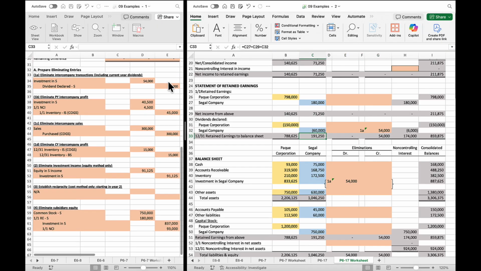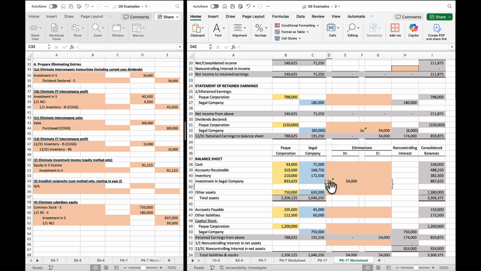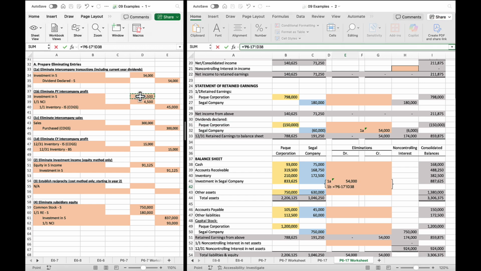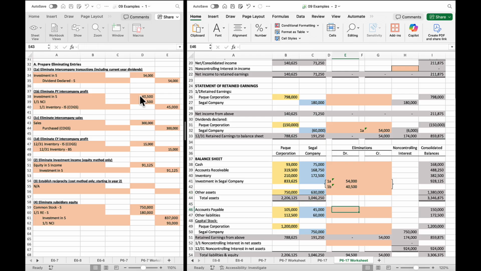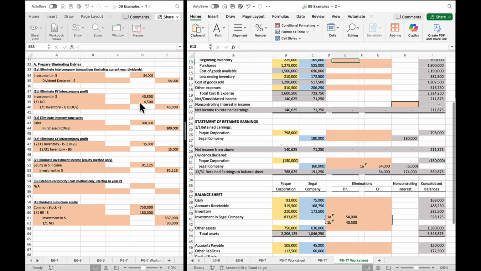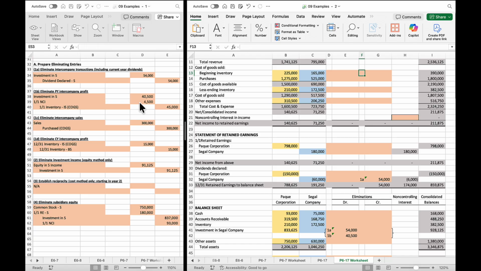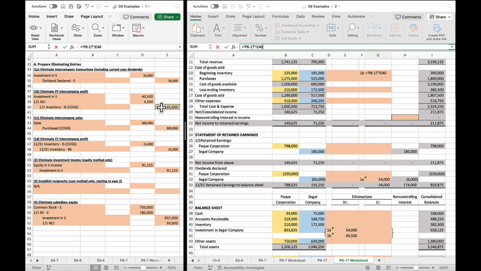Then dividends declared by our subsidiary is up on line 32, and we are going to credit for $54,000. Then for our next entry, we're going to go back to investment in S. We already debited it once on line 41, so we're going to move to line 42, and we're going to debit for $40,500. And then we're going to head down to non-controlling interest on line 52, and we are going to debit for 4,500. Then our credit is going to be up on the income statement. So we're going to head back up to 1-1 or beginning balance of inventory on line 13, and we are going to credit for $45,000.